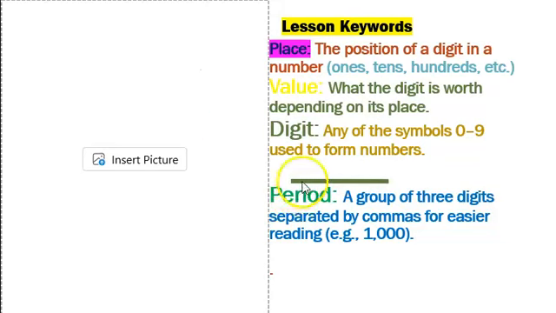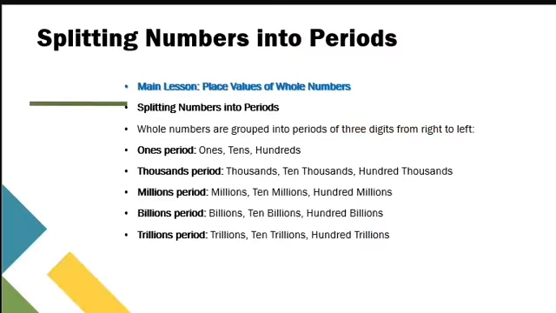So here we have the period: a group of 3 digits separated by commas for easier reading. You will understand this later in the next part of the lesson, where we have fully introduced the lesson. These are just the lesson keywords. Is that understood? Alright, we move further.